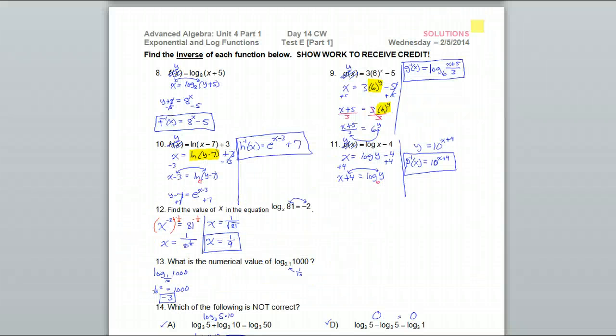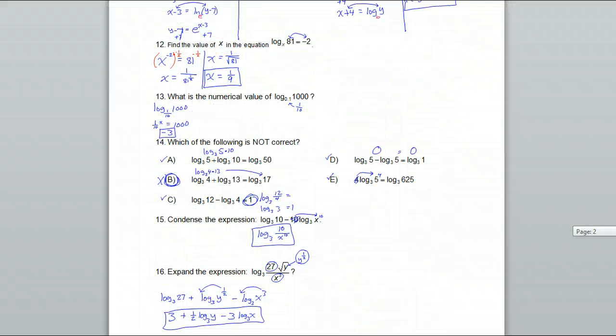And I think that is the final answer for this problem. It's the final problem on this worksheet.